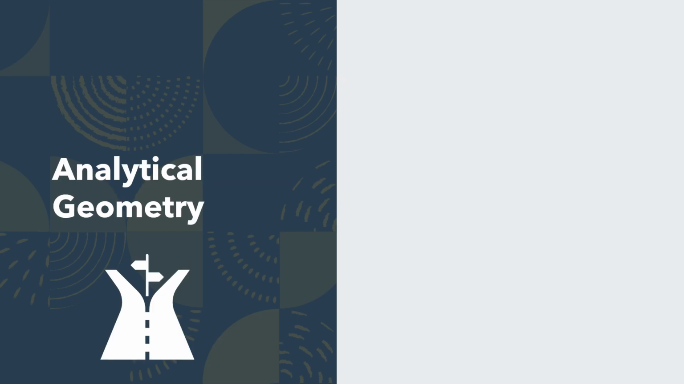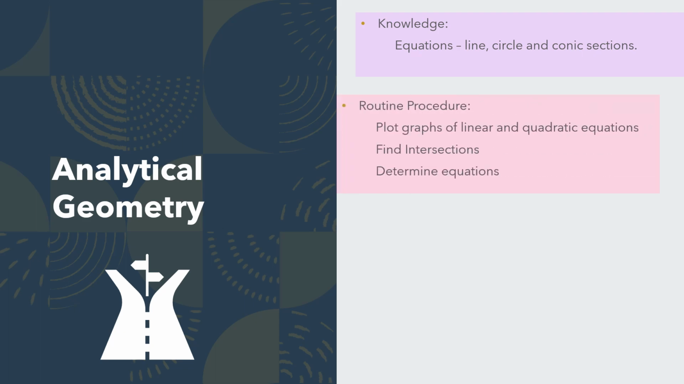Next, we will discuss analytical geometry. Under the knowledge level, we will determine if students understand equations related to lines, circles, and conic sections, like recognizing linear and quadratic equations, and grasp the properties of geometric figures. Under routine procedures, we will see if students can apply established methods for a specific task, like graph plotting and finding intersections, as well as equation determination, where we will solve for the unknown coefficients in the equations.